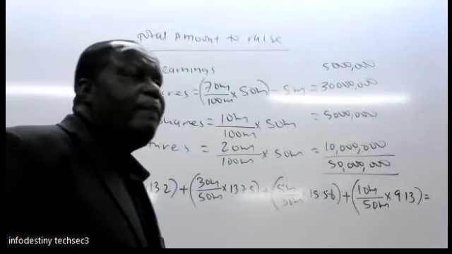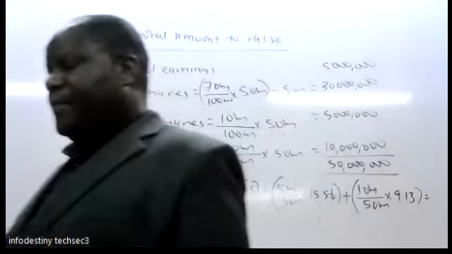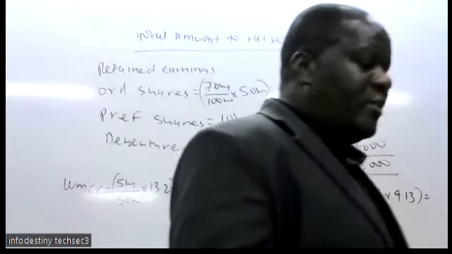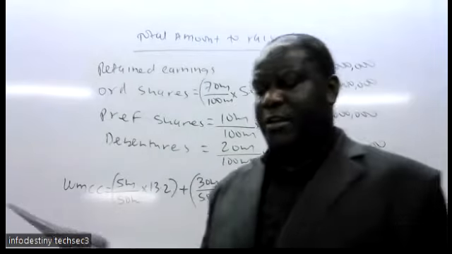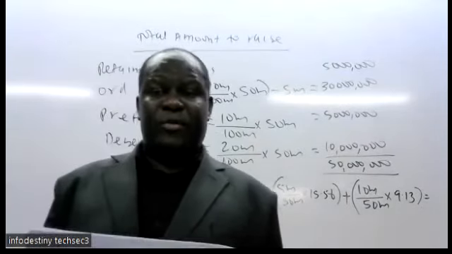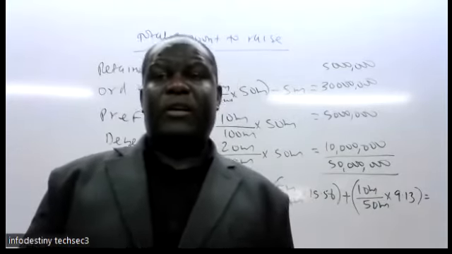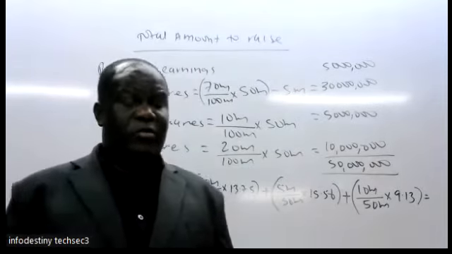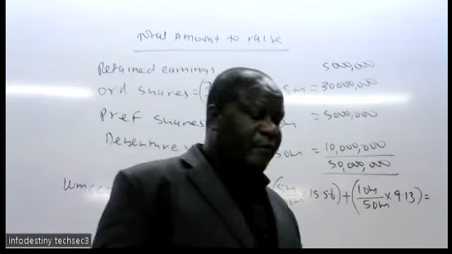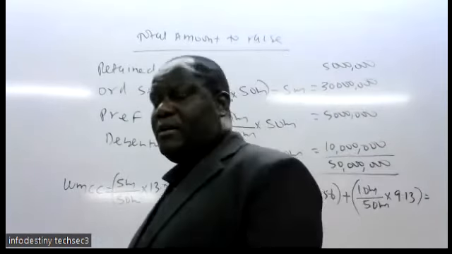The question number four, part B, says that New Ways Limited intend to raise new capital to expand its production level. The company plans to undertake the following financial decisions. Note one, issue 200,000 ordinary shares, which have a par value of 10, at 16 per share. The flotation cost per share is 1 shilling.